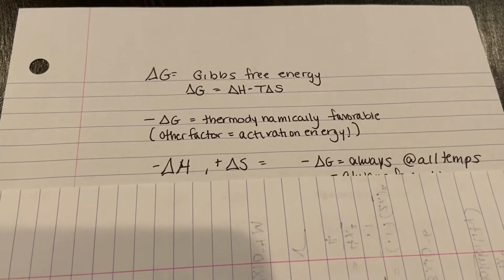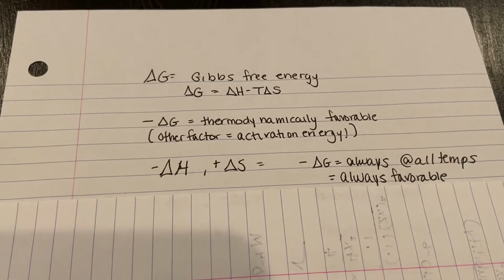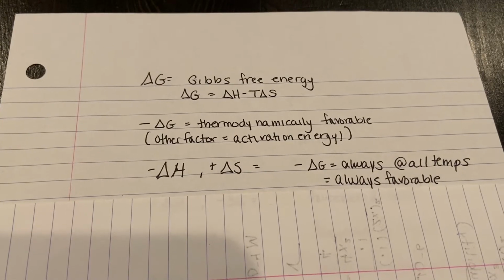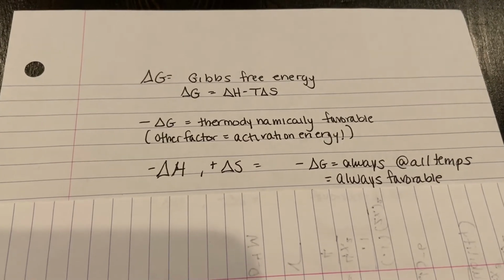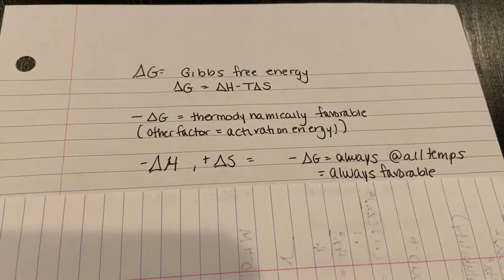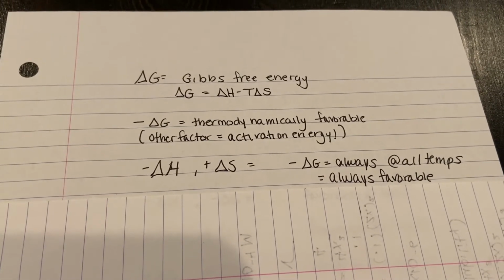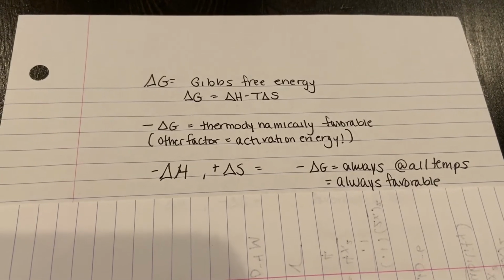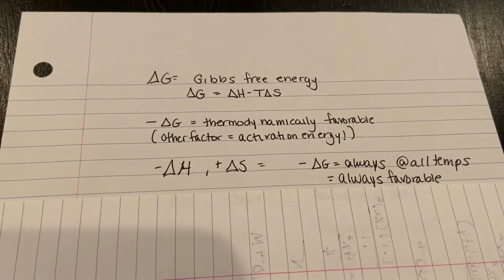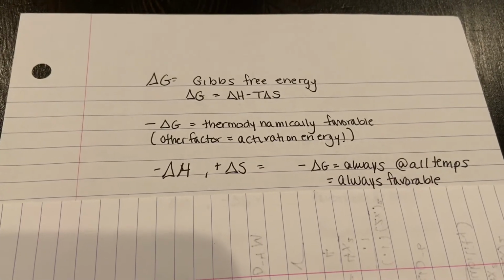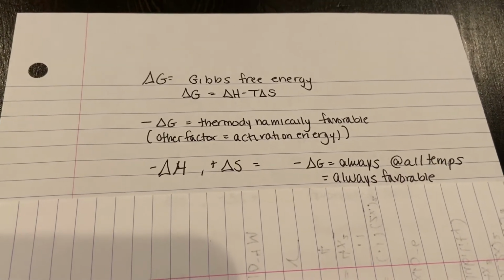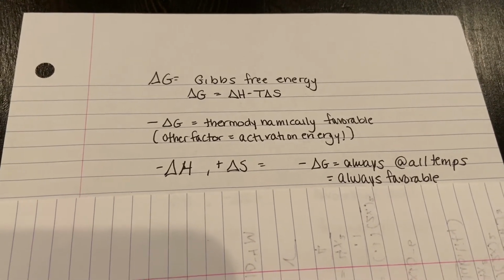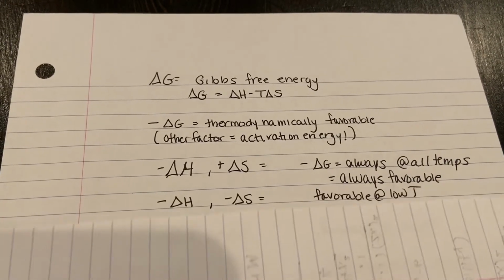We know that all temperatures will have a favorable situation in terms of delta G if we have a negative delta H, which again is exothermic, and a positive delta S, which is increasing the entropy. Remember, negative delta H, again, exothermic, downhill potential energy diagram, release of energy. Positive delta S, increasing the entropy, which would happen by increasing the number of gas molecules or making a mixture. All temperatures would have a favorable situation for a negative delta H, positive delta S.